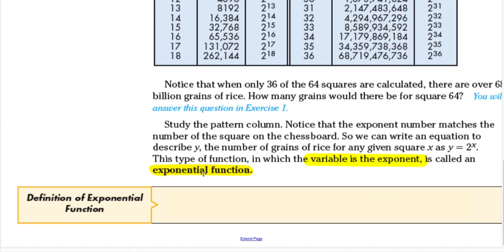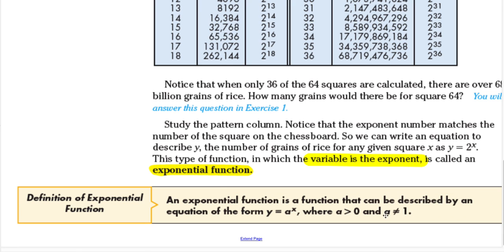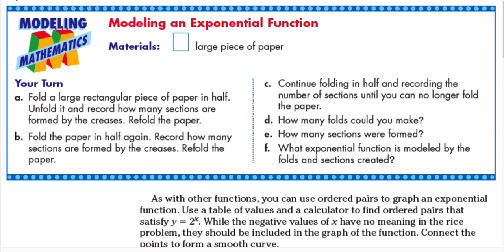So let's define an exponential function. An exponential function is a function that can be described with the equation of the form y equals a to the x, where a is greater than 0 and a is not equal to 1. If a is equal to 1, it doesn't matter how much you raise it by, it's still going to be equal to 1. So after defining our exponential function, we can move on to another concept in this section.